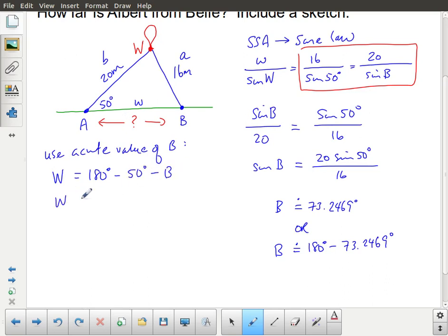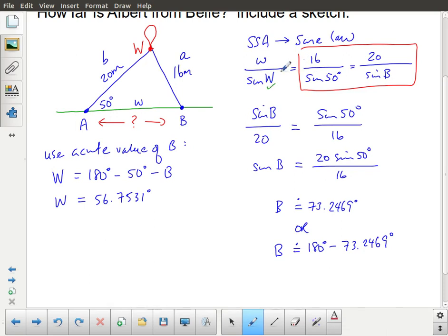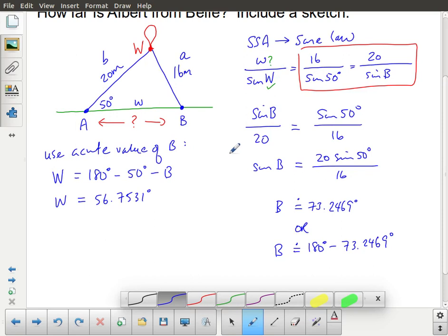And so that means W is equal to 180 minus 50 minus my acute answer. So W works out to be 56.7531 degrees. And now that I have W, so I have now found the angle W, which means I can now find the length W, which is what I was interested in in the first place.